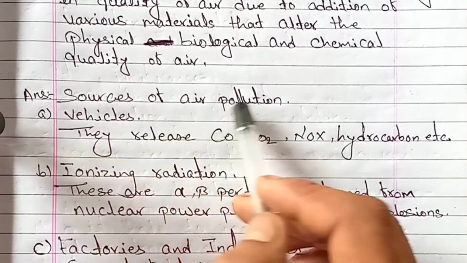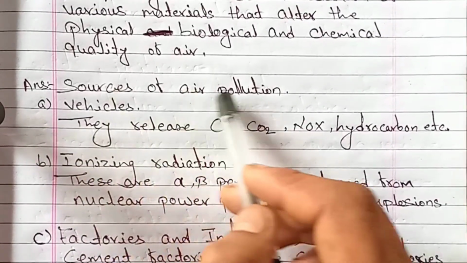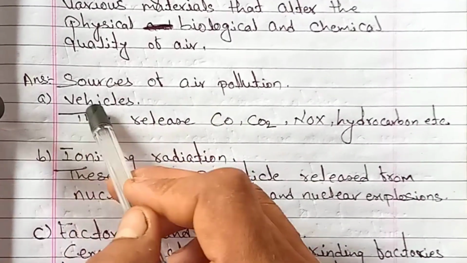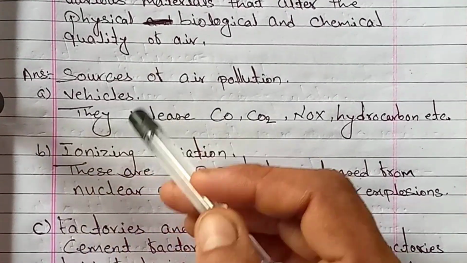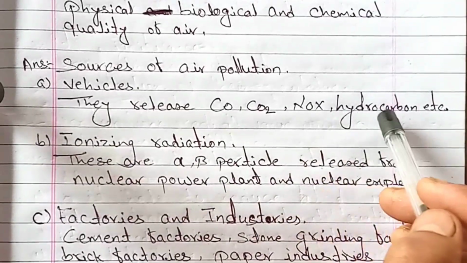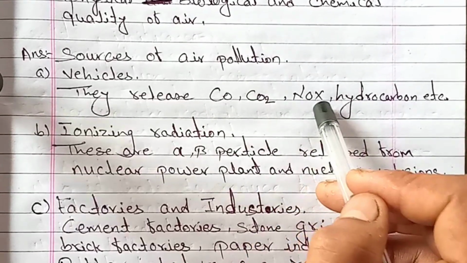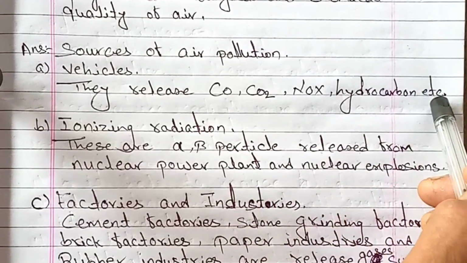So, sources of air pollution. Point number A, vehicles. They release CO2, NOx, hydrocarbon, etc.